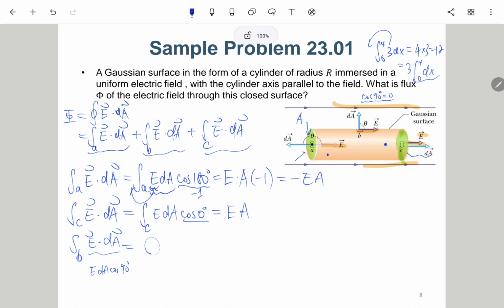So finally, you can just plug this one and this one into here. So here we have phi equals negative EA plus 0 plus EA, which will be 0. Okay, any questions? Everyone?